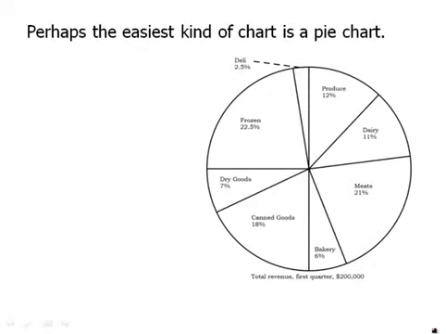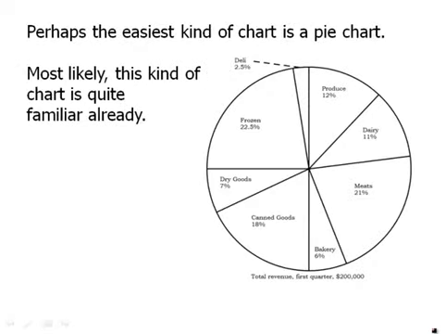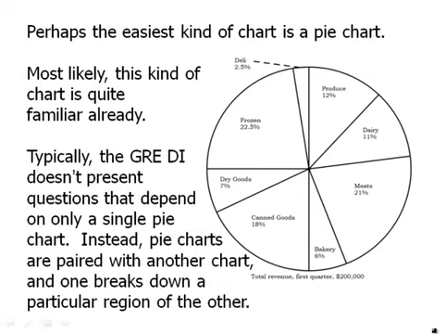Perhaps the easiest kind of chart is a pie chart. This is quite likely already very familiar. You probably have seen pie charts most of your life. Typically, the data interpretation doesn't present questions that depend only on a single pie chart. That would be a bit too easy.